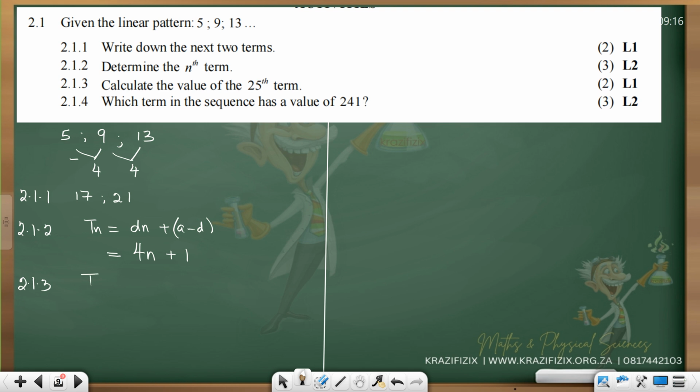Calculate the value of the 25th term. So I know I'm looking for T25, which is 4 times 25. Show your substitution. 100 plus 1, 101. 2.1.4. Which term in the sequence has a value of 241? So 4n plus 1 equals 241. I'm looking for n. 241 minus 1 is 240. And 240 divided by 4 should be what? 60. Are these the answers you got?